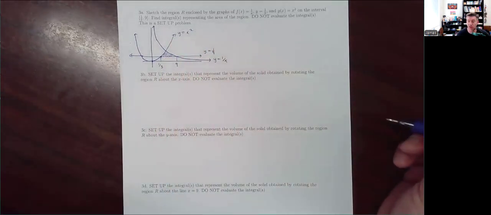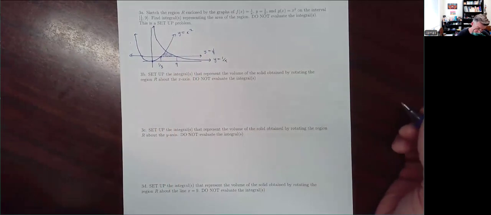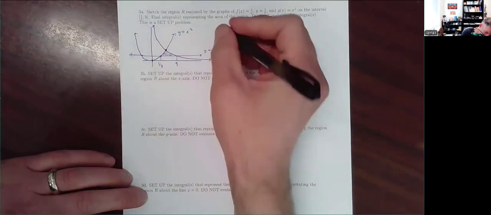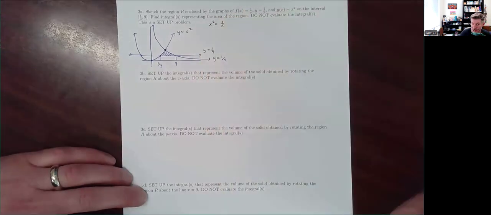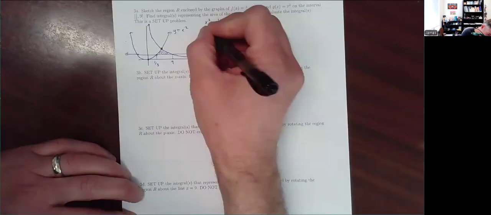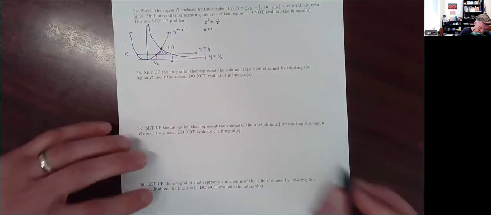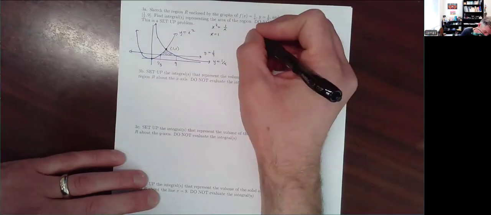So you could answer this question in one of two ways. You either choose to use a vertical strip where you have to break it up. I'll point out that this point right here is where x squared equals 1 over x, and x squared equal to 1 over x means x is going to have to be 1. So that point there is the point (1, 1). So you could do it as two integrals with respect to x.